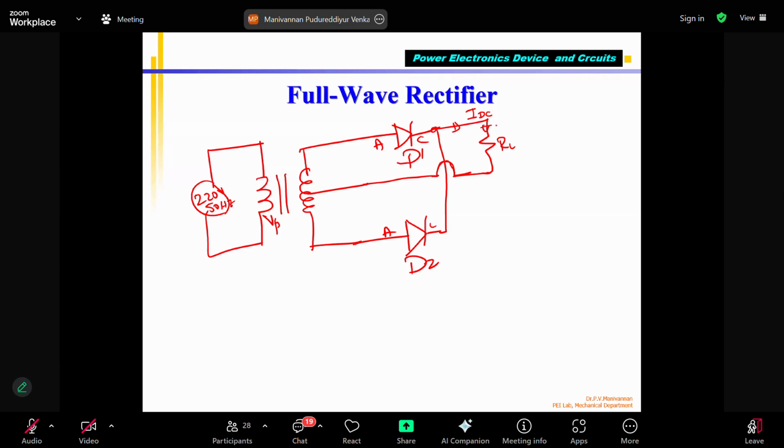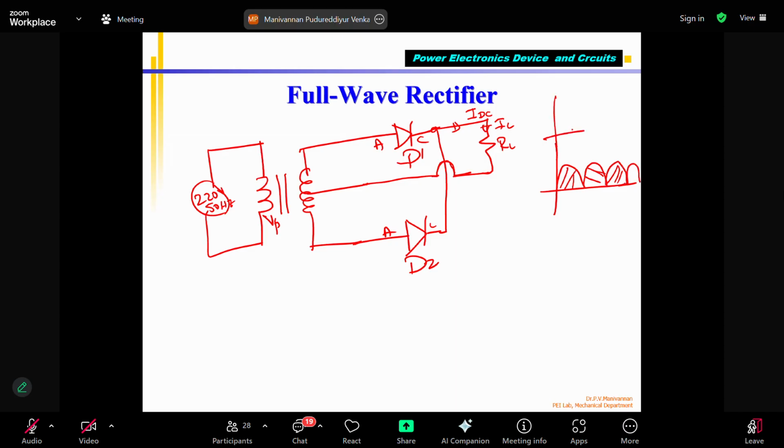Correct? And same as IL. Load current IDC is the same. That is supplied by these two diodes. Okay. Now, this is what you will get: pulsating DC like this. Correct? This is the positive and this is the negative half cycle.